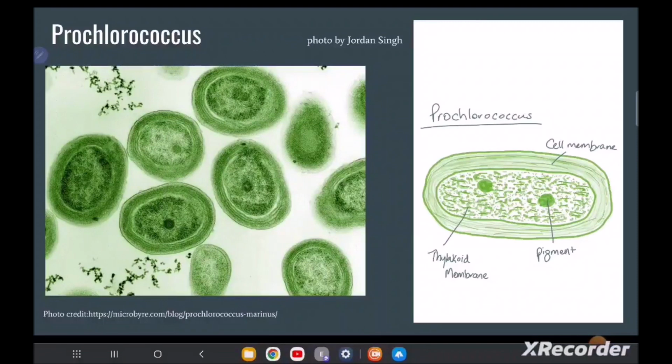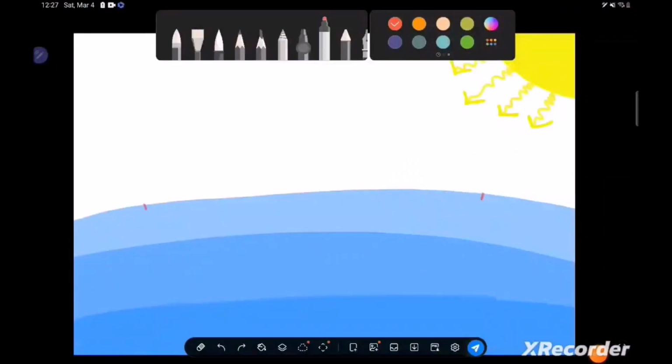The thylakoid membranes that you see in the pictures here are the site of light capture, and it's where photosynthesis actually happens. The pigment lies within the thylakoid membranes, and it's in these that photosynthesis occurs, releasing oxygen as the byproduct. Let's look at Prochlorococcus's habitat a little closer.